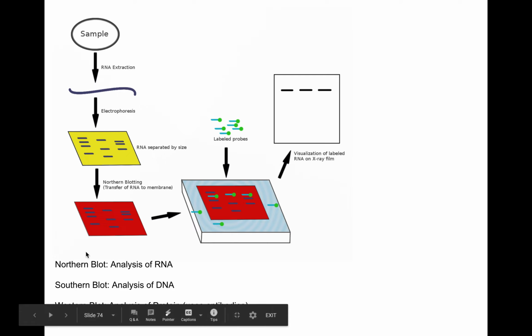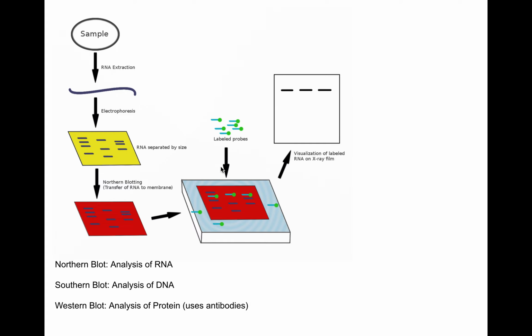If you're looking for protein, you're going to do a Western blot. So Western blot is an analysis of protein, and for that, you're actually using antibodies, not a labeled probe. You use antibodies specific for the protein, and then they will have some kind of fluorescent tag, and then you can use a fluorescent microscope to see what is there.